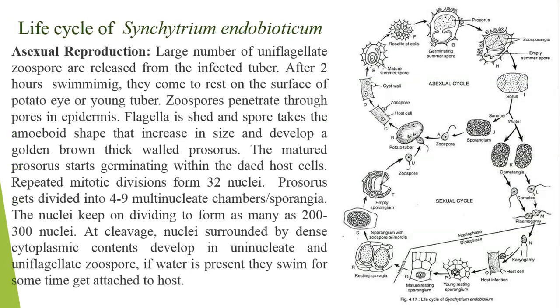Next is the life cycle of Syncytium endobioticum. It has both types of reproduction, asexual as well as sexual. Asexual reproduction will be by means of zoospores. Here you can see these are the zoospores produced by the sporangia in the summer. And in summer it will usually go for asexual reproduction. It will come in contact with a healthy potato tuber, and it will infect it. Cyst wall will be produced if necessary. Then it will be a mature summer spore inside the host cell.